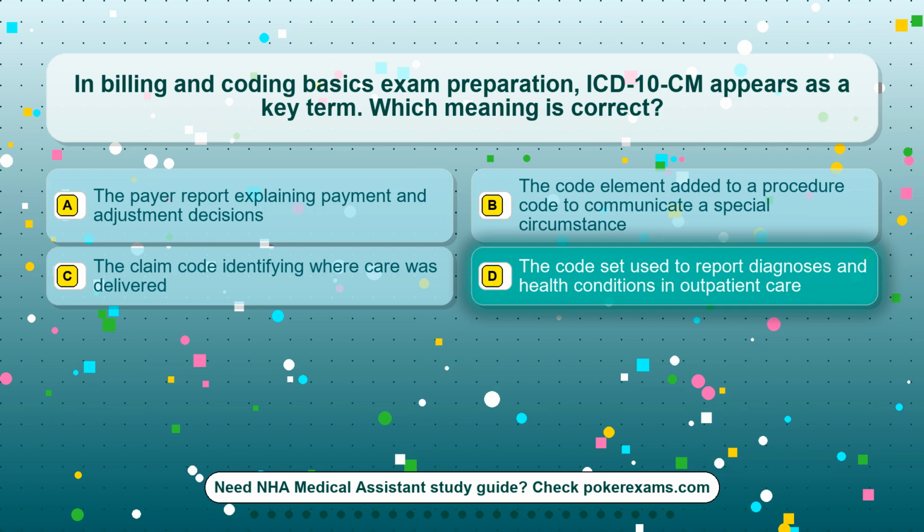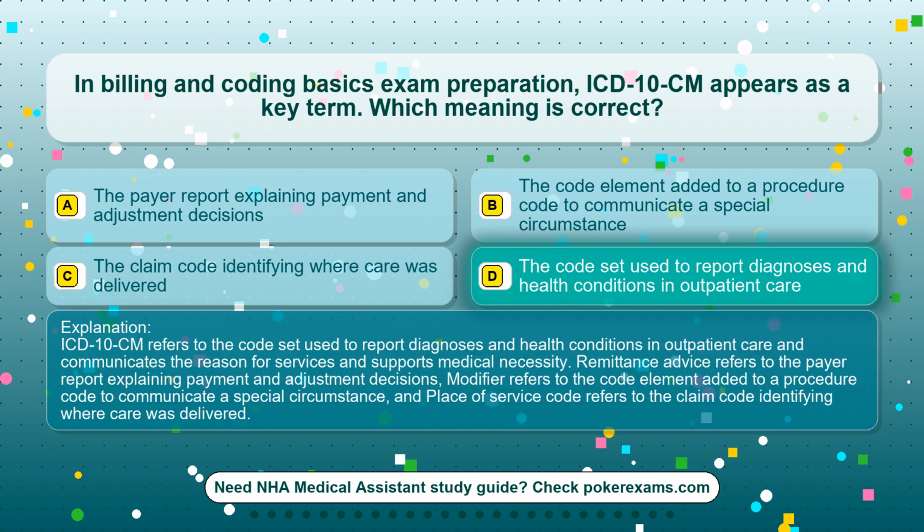The correct answer is option D. The code set used to report diagnoses and health conditions in outpatient care. ICD-10-CM refers to the code set used to report diagnoses and health conditions in outpatient care and communicates the reason for services and supports medical necessity. Remittance advice refers to the payer report explaining payment and adjustment decisions. Modifier refers to the code element added to a procedure code to communicate a special circumstance. And place of service code refers to the claim code identifying where care was delivered.